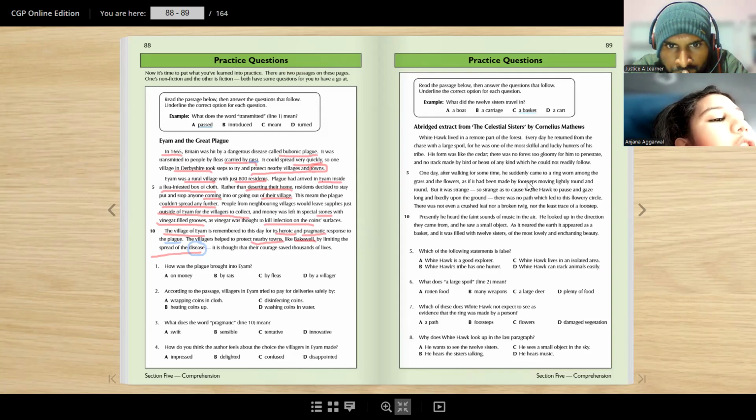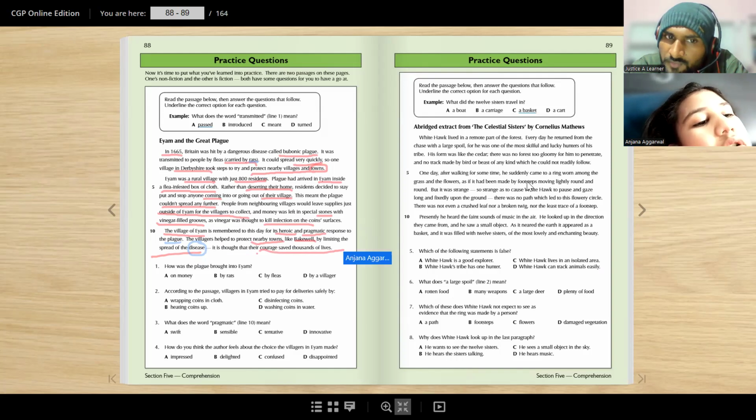It is thought that their courage saved thousands of lives. Did you understand the paragraph? Yes.